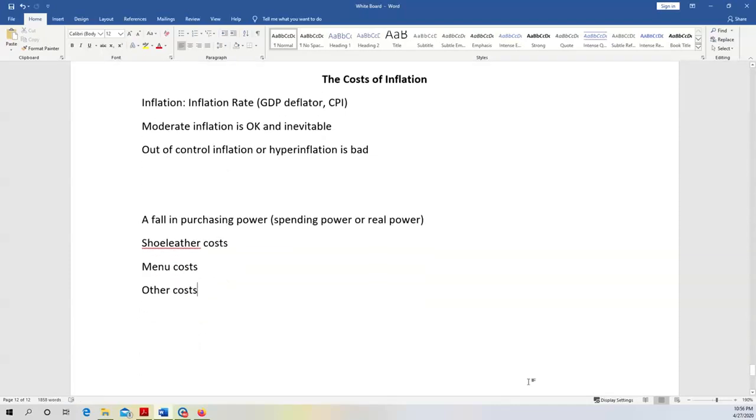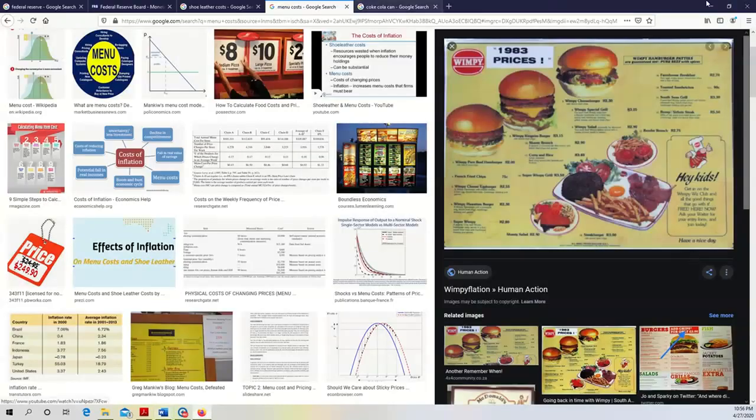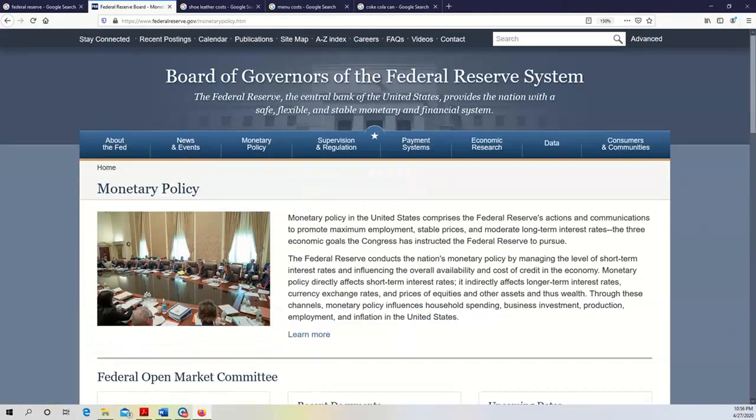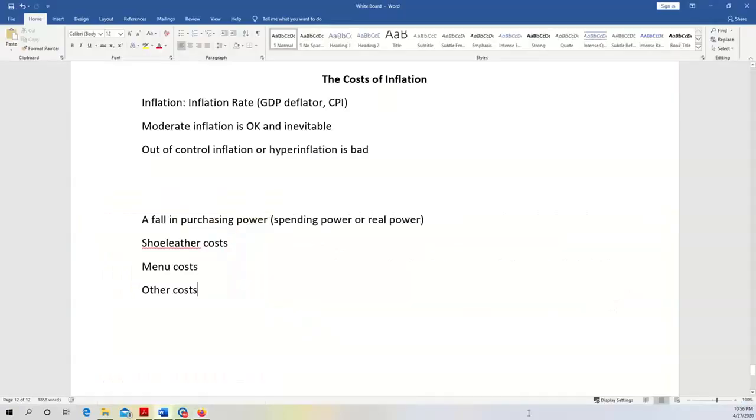So this is for inflation, but remember, the Federal Reserve, the central bank, wants to make sure prices are stable. Inflation means over time, prices are rising or increasing. But there's another type of unstable price. It is called deflation.